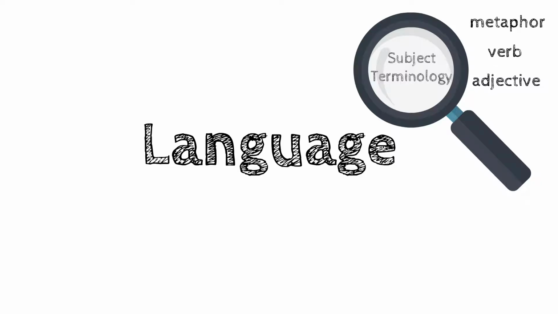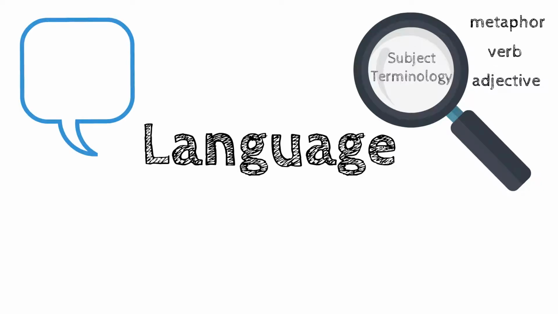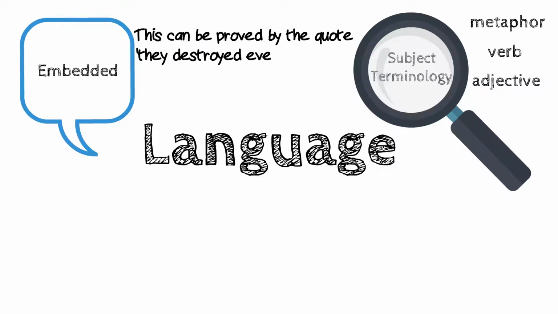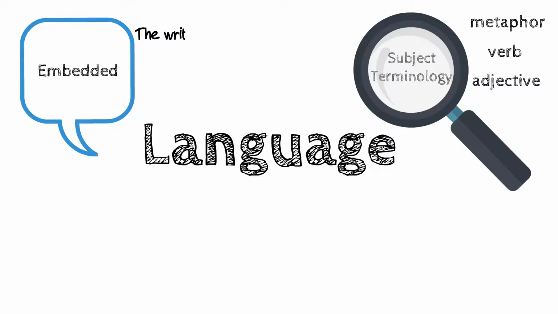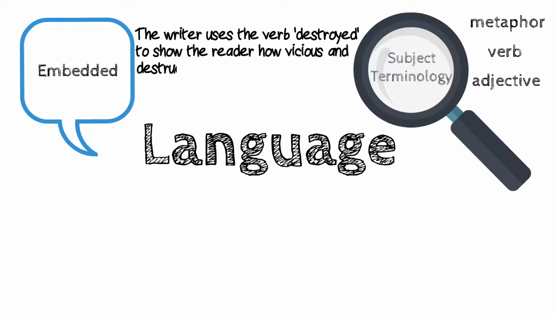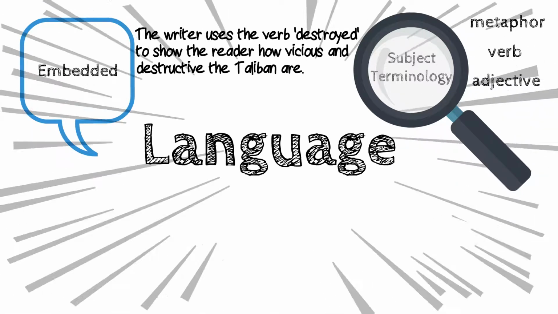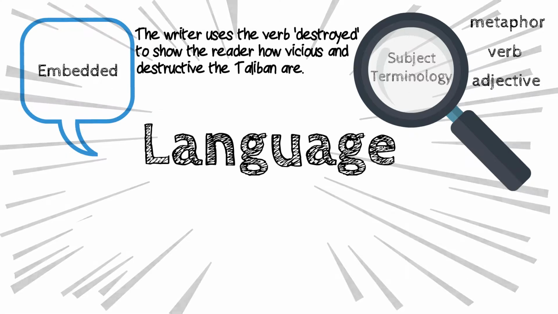You must support each point with a quotation. Keep it short and embed it if you can. Rather than writing, "This can be proved by the quote, 'They destroyed everything,'" embed your quotation in your answer. For example, the writer uses the verb "destroyed" to show the reader how vicious and destructive the Taliban are. You need to discuss the effect of the language because it's not good enough to just feature spot.